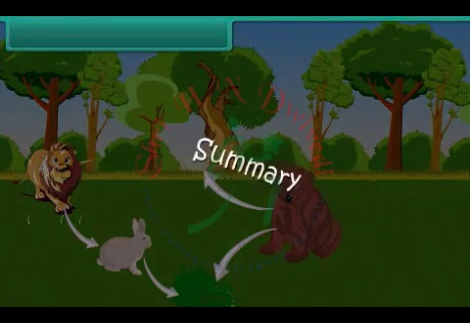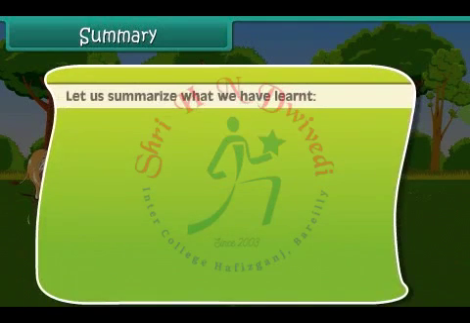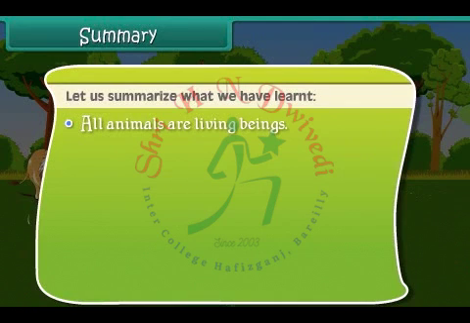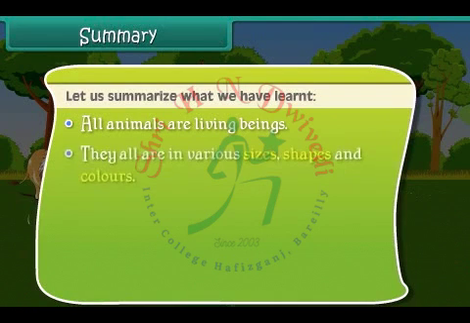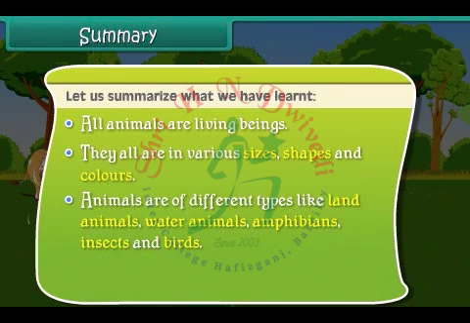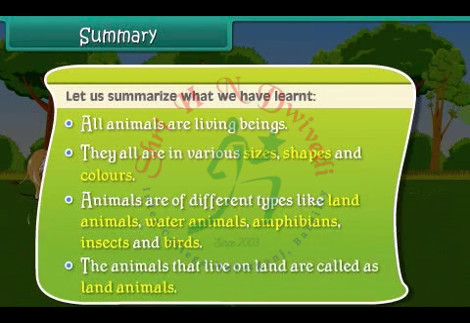Summary. Now friends, let us summarize what we have learned so far. All animals are living beings. They are all in various sizes, shapes, and colors. Animals are of different types like land animals, water animals, amphibians, insects, and birds. The animals that live on land are called land animals.